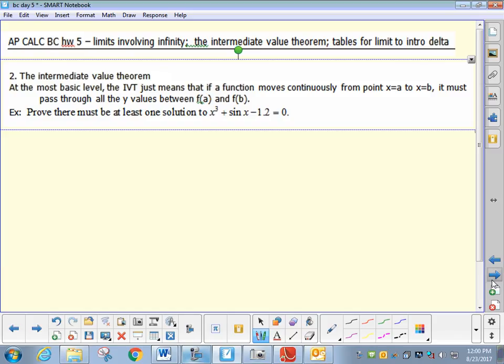The IVT problems on an AP exam have a little different flavor than this question, which was pulled out of a college final. Prove that there must be at least one solution to x cubed plus sine of x minus 1.2 equals 10. First of all, don't get out your calculator. Second of all, think, why must that be so? Why must that be so?